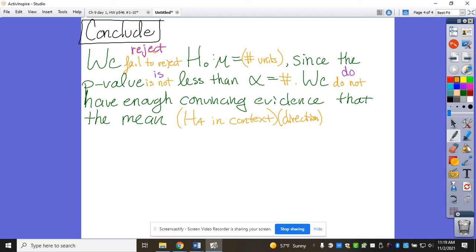Questions so far? Are they giving us alpha? If they don't, we use 0.05, but most of the time, yes.